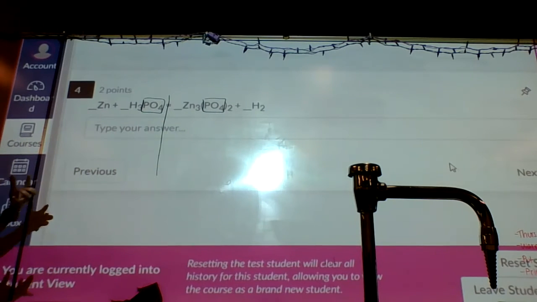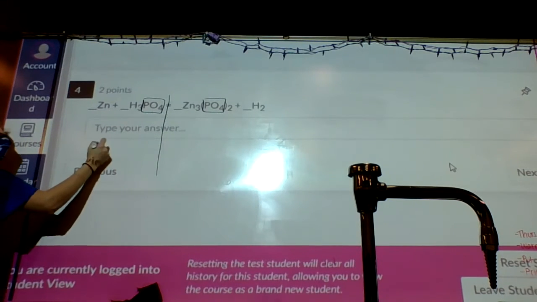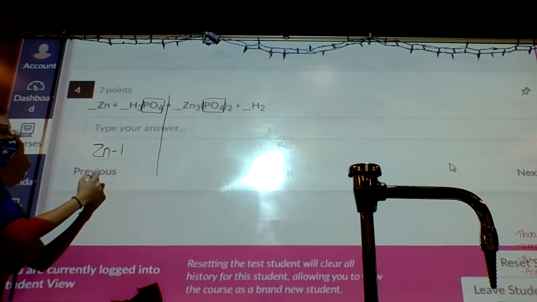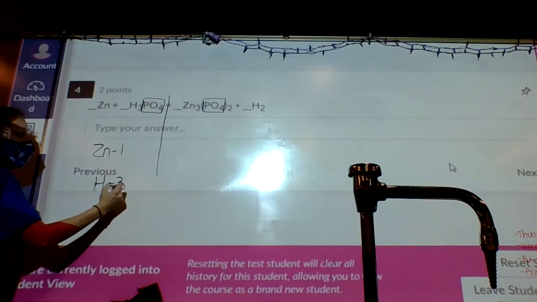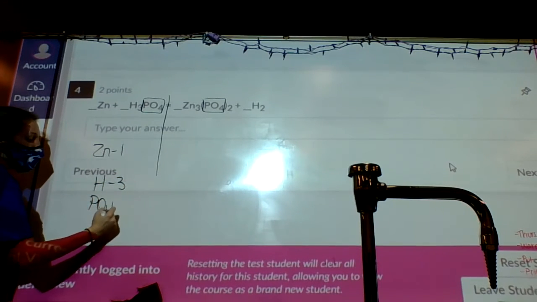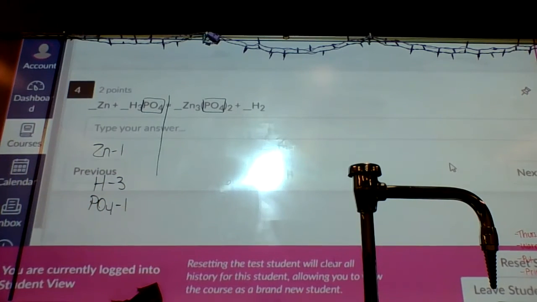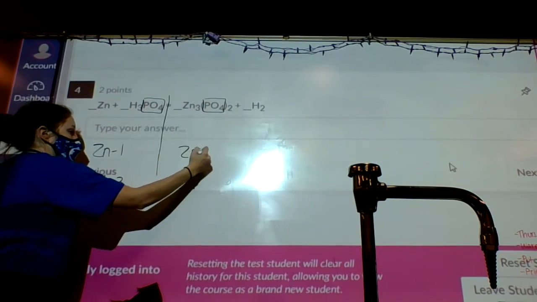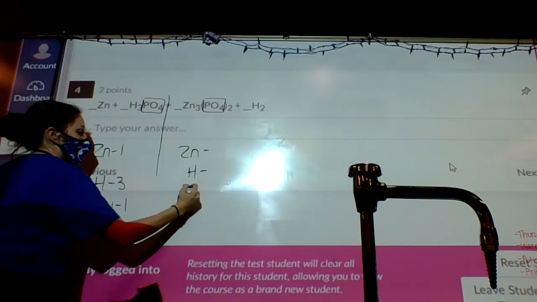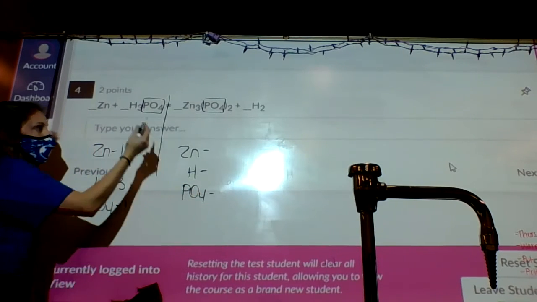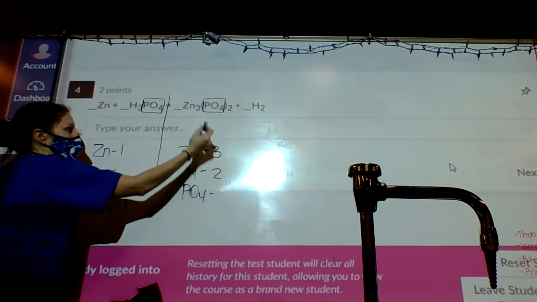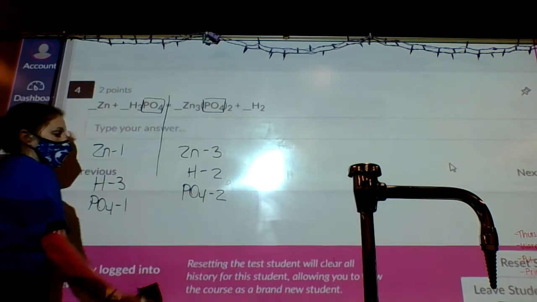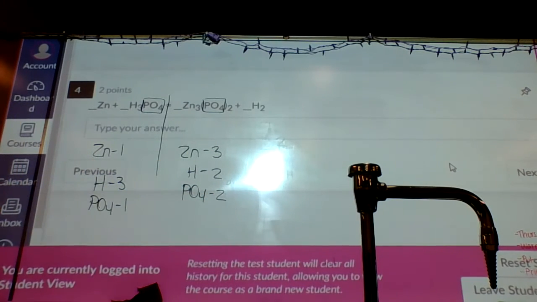So now I'm going to make my list. I have zinc, which is 1. H, how many H's? 3. And then I have 1 PO4. Let's make my same list: zinc, H, PO4. How many zinc? 3. How many H? 2. And how many PO4? 2. I have 2 PO4s.